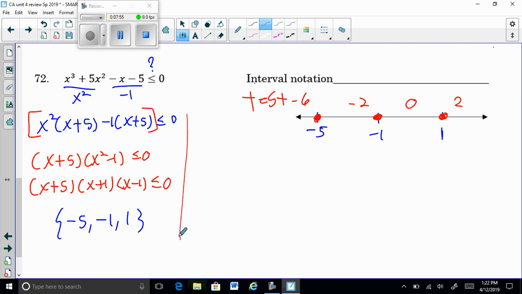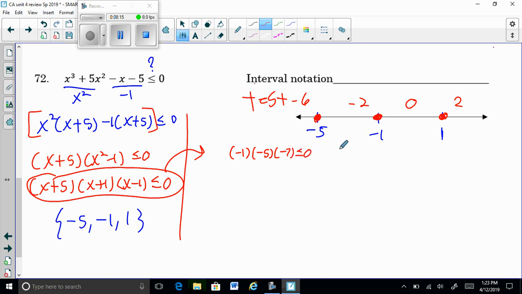Okay, so once again, I'm gonna plug it into the factored form when I test it. It'll just make life a little bit easier. So if I plug in a negative 6, I would get negative 1 times negative 5 times negative 7. And we want to know, is that less than or equal to 0? Okay. All I did was plug it in for x in all 3 of those spots. And now I'm just multiplying those results together, which is positive 35, which is less than or equal to 0, false. So we will not shade right there.